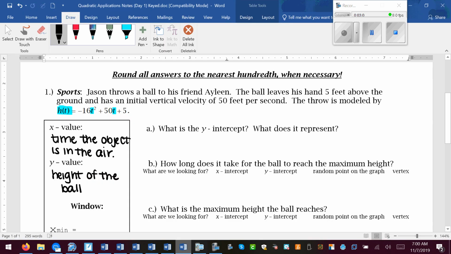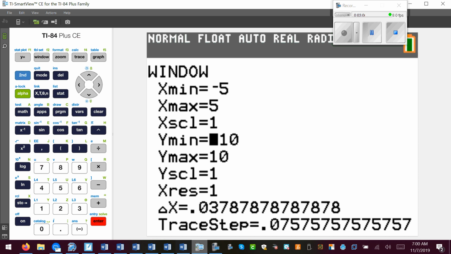So going back to my notes here, the y value is the height of the ball. So a height is not going to be negative. I'm going to start at 0. Again, if you want to put some negative numbers in there to see underneath the x-axis, that's totally fine. We could change this to like negative 5, your choice.